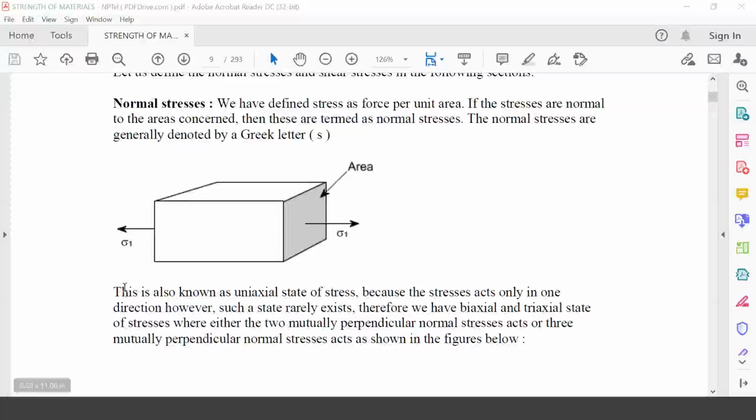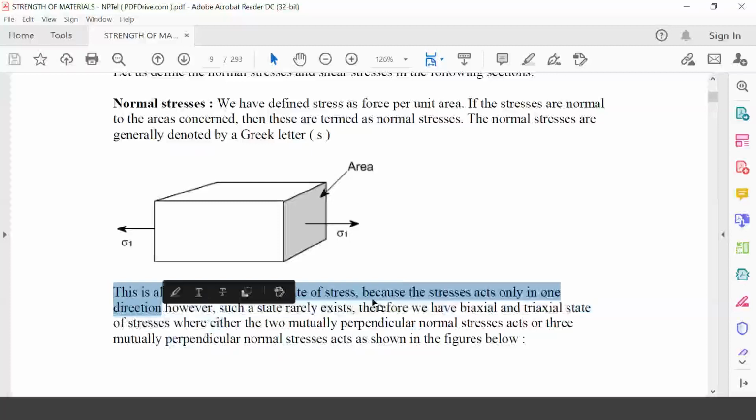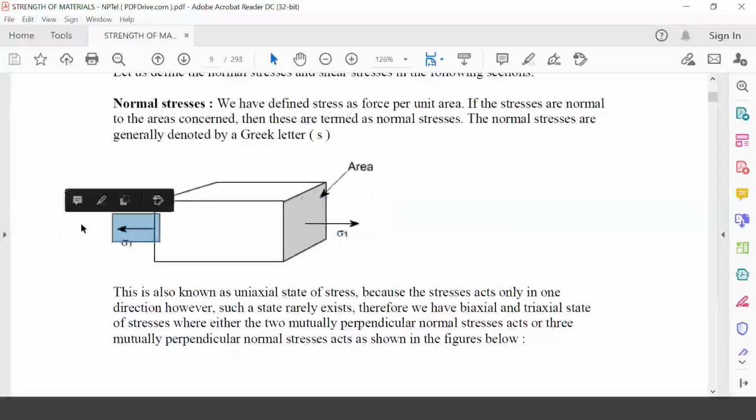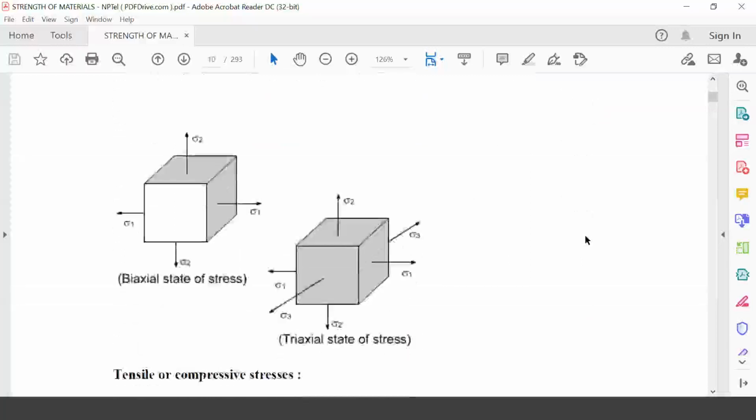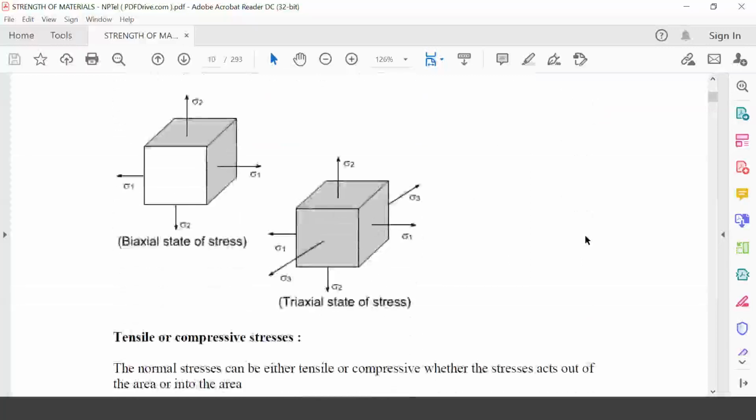So what is normal stress actually? Now look, stress means force per unit area. Now if the stress is force per unit area, then this force is acting perpendicular to this area. Suppose this is the area. Now the force is acting in this direction. Now this is perpendicular to this area, right or no? Yes, sir. So if this is acting perpendicular to the area, then what will you say?